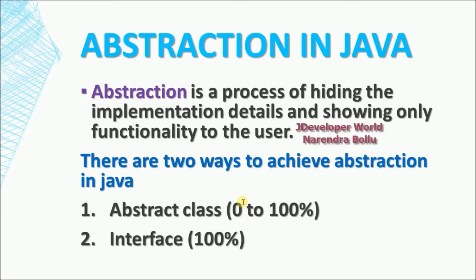If our class has both implemented and abstract methods, then it's not 100% abstraction. In this video, I am going to discuss about abstract class. Interface we will discuss in the next video.